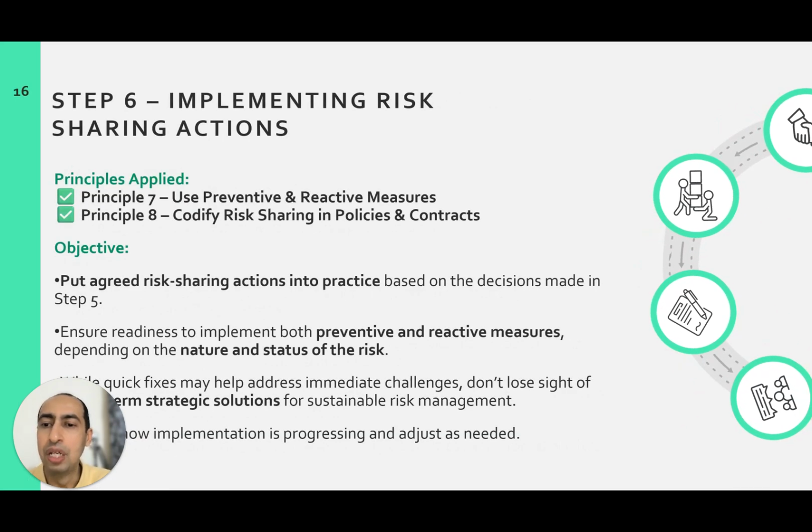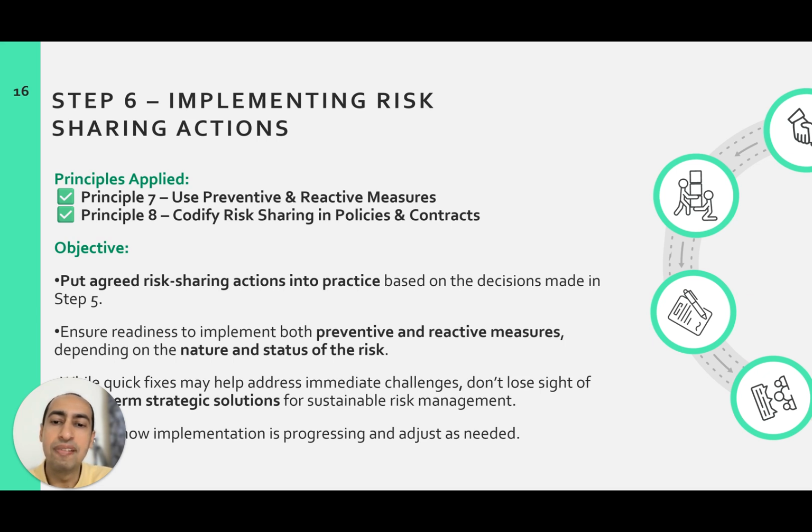As you can see here, we put an agreed risk sharing action into practice. If the risk trigger takes place, the mitigation measures are immediately activated by the different organizations in the delivery chain. Here we'll ensure the readiness to implement both the preventive and reactive measures, depending on the nature and the status of the risk. If the risk has not taken place yet and the trigger of the risk has been activated, we'll do preventive measures. If the risk is materialized, we'll do the reactive measures.